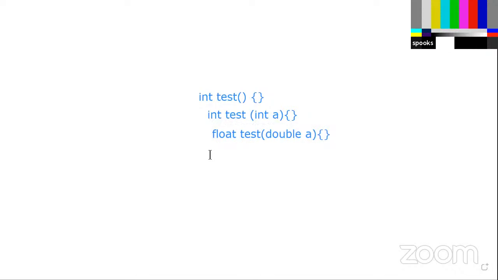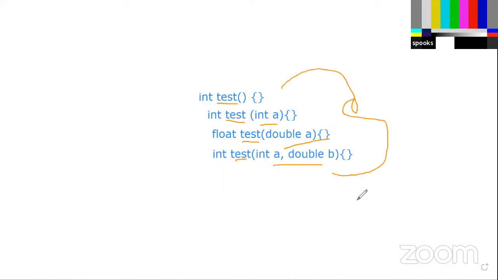Also, this is part of method overloading, as well as we can have int test, then int a, then now b, then we can have it like that. All these have one thing in common. What is common? The function name, as you can see. The only thing that is differing is the parameters, right? So all these included here is what we call method overloading.